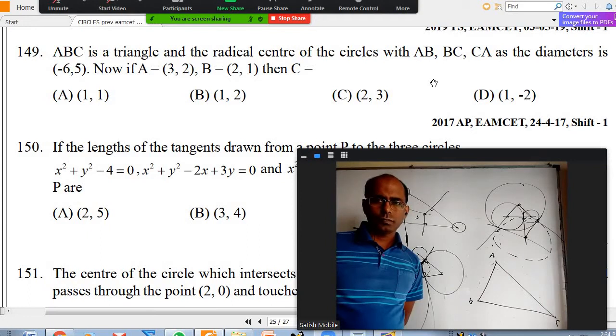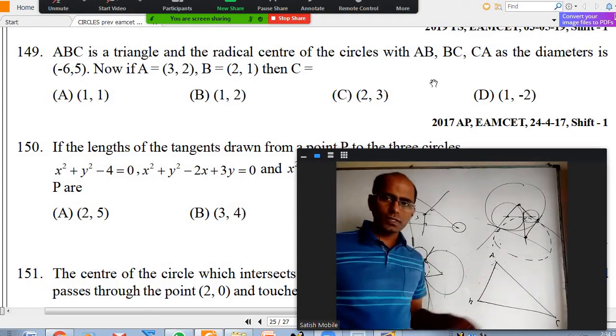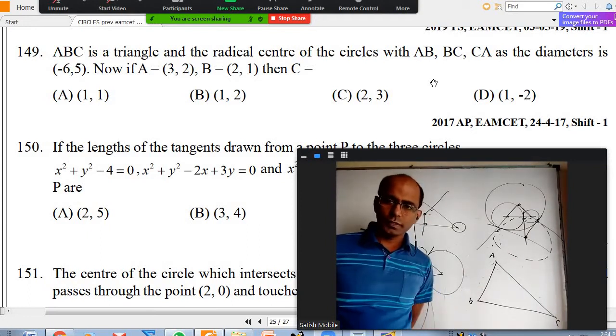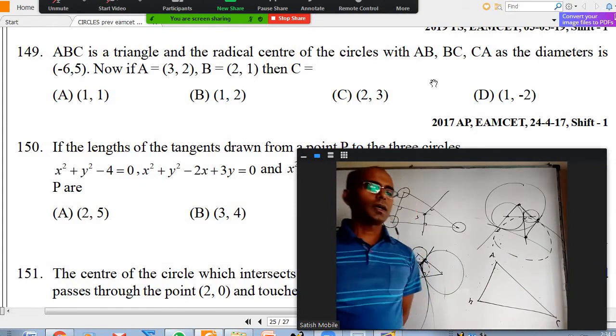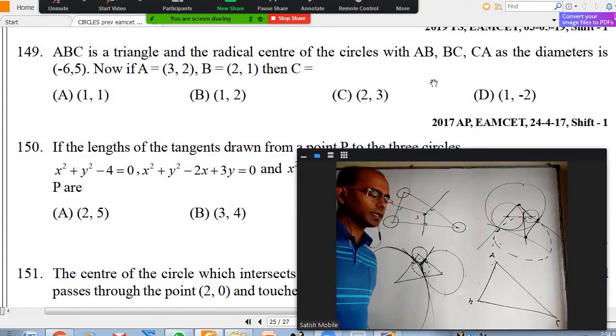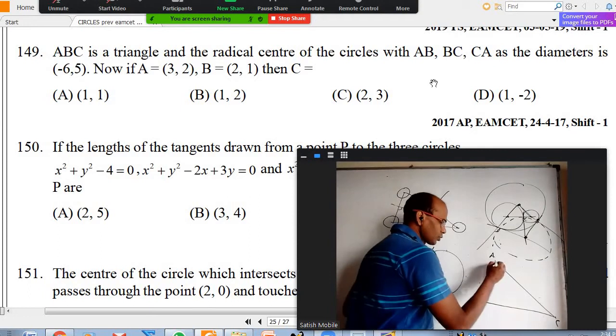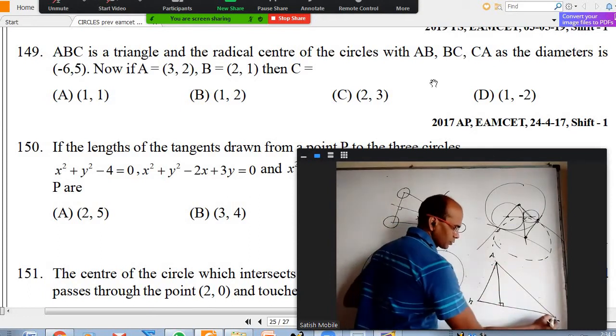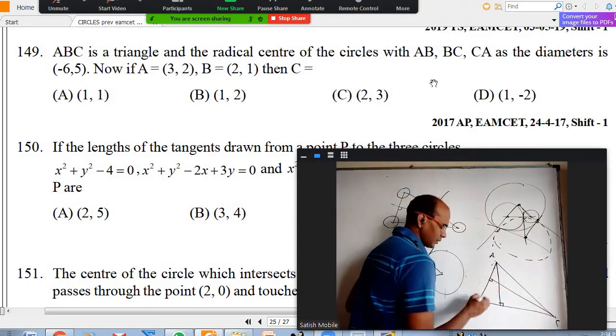Those two circles will intersect at A and one more point. Where is that? On BC, sir. Yeah. So if you have not marked that, then it will be wrong. So what I am going to do, first I am going to draw three altitudes. You may ask why. I'll explain why.